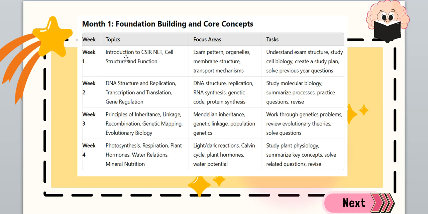So in week one, you start with, for example, cell biology. You can focus on areas like organelle structure and transport mechanism. For all the topics you focus on, you have to go through the previous year's papers. Instead, we have already analyzed the important topics, so you can go through those topics first. You have to create a study plan and solve the questions immediately after you complete a unit. So first start with cell structure and function.